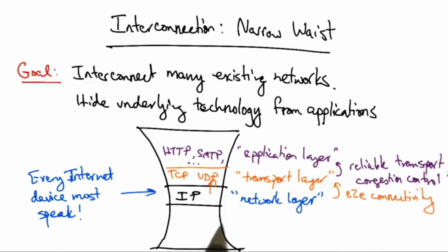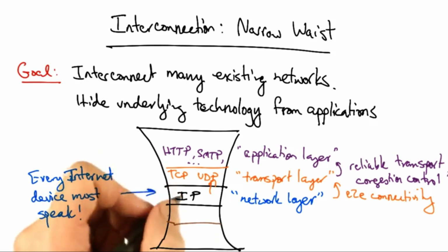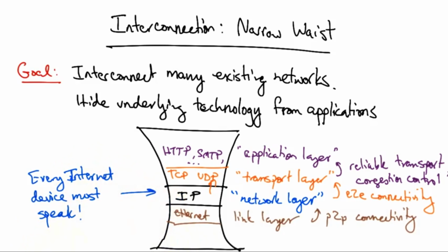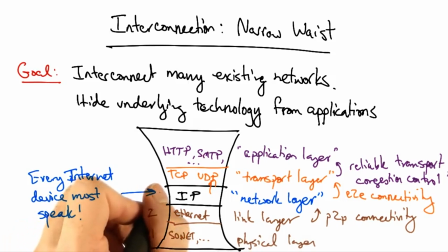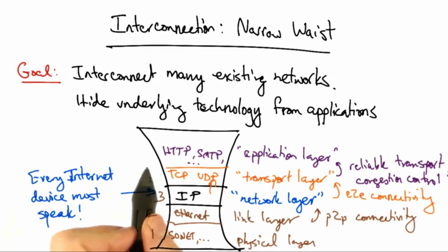Now, below the network layer, we have other protocols. The link layer provides point-to-point connectivity, or connectivity on a local area network. A common link layer protocol is Ethernet. Below that, we have the physical layer, which includes protocols such as SONET for optical networks, and so forth. The physical layer is sometimes called Layer 1, the link layer is sometimes called Layer 2, and the network layer is sometimes called Layer 3. We tend to not refer to layers above the network layer by number.